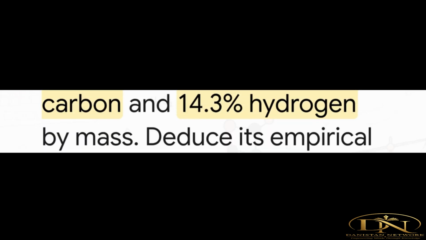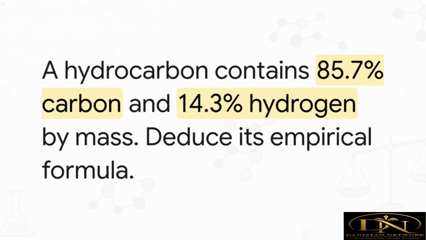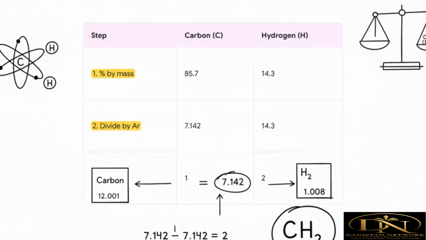So what happens if we're not given masses, but percentages? Let's take a look at a hydrocarbon that is 85.7% carbon and 14.3% hydrogen by mass. How in the world do we find its empirical formula? Well, the trick here is actually really simple. You just pretend you have a 100-gram sample of the stuff. If you do that, the percentages just magically become the mass in grams. So we have 85.7 grams of carbon and 14.3 grams of hydrogen.